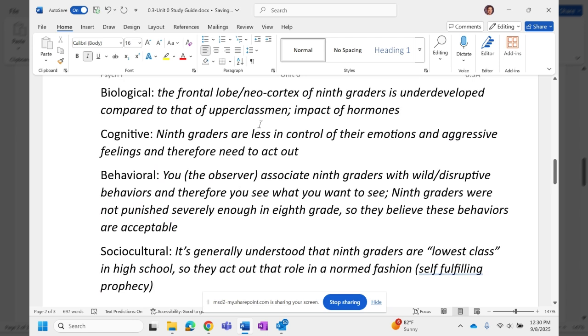Humanistic and psychodynamic are a little difficult to apply to this situation. We'd have to be talking about repressed trauma that ninth graders have. Generally, I guess you could go all like Carl Jung and talk about archetypes and like a collective consciousness, but that's getting a little bit beyond what we want to talk about.